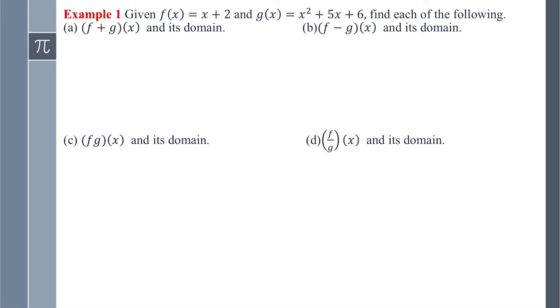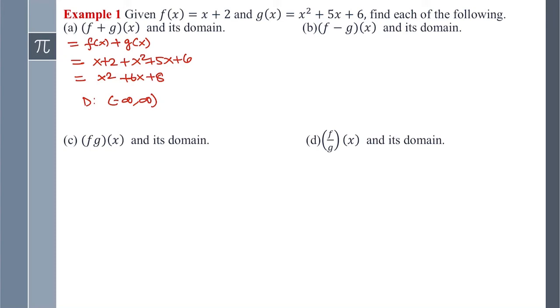So f plus g of x equals f of x plus g of x. Now f of x is x plus 2 plus g of x is x squared plus 5x plus 6. If we combine the like terms and put them in order, we have x squared, then x plus 5x is 6x, then 2 plus 6 is 8. So this is our function f plus g of x. Now this is a polynomial function, so we clearly know that the domain of this function is the set of all real numbers, so negative infinity to infinity.